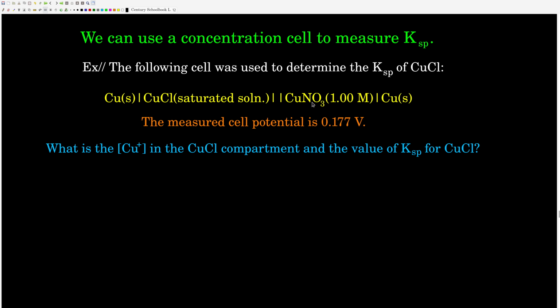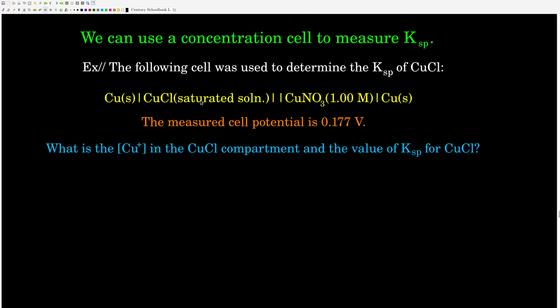Salt bridge, we have a solution of copper 1 nitrate, not copper 2, copper 1. Copper 1 nitrate over here, and it's at 1 molar. We don't care about the nitrate, guys. This is a spectator ion. Basically, this is copper 1 ion, right? So this is the concentration cell.